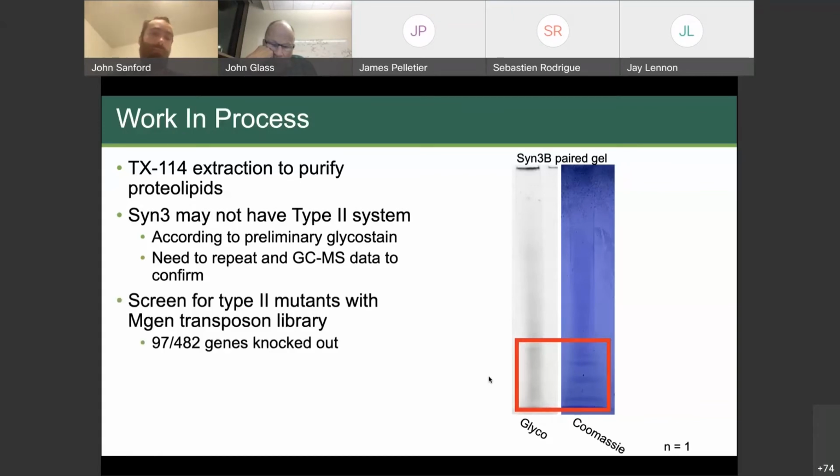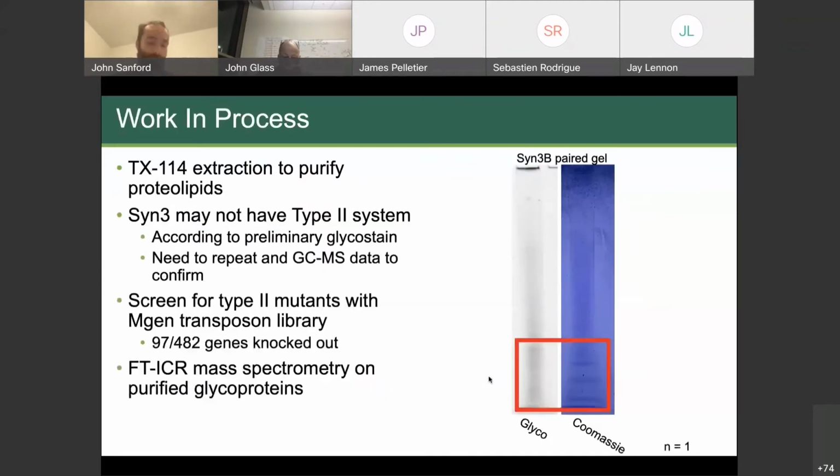Another thing that our collaborators at the JCVI have given us is an M. genitalium transposon library where 97 of the 482 genes have been knocked out. So we're hoping that both Syn3B and these M. genitalium transposon mutants will help us to elucidate what genes are involved in the type 2 system.